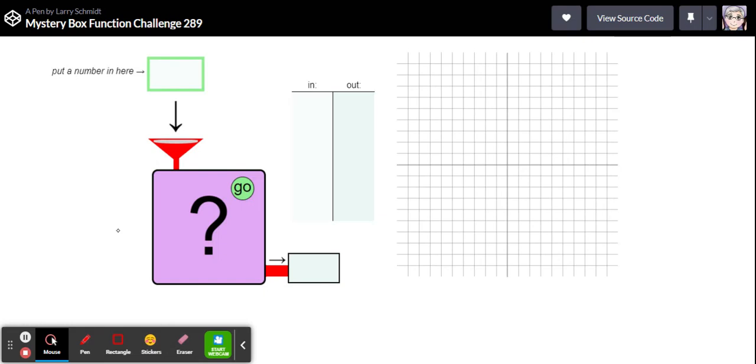Hello everybody and welcome to another mystery box function challenge. In this purple mystery box there is some math and your challenge is to figure out what it is. You can use the link in the description to try this out on your own, and when you've got an idea, come on back and see if we get the same thing.